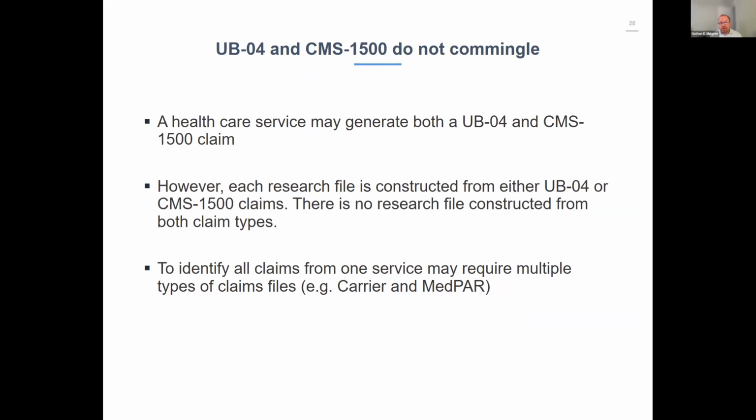So, of course, a healthcare service may generate both a UB04 and a CMS 1500 claim if you have a mix of institutional and non-institutional providers. But each research file is constructed from either UB04 or CMS 1500. There's no research file that's constructed from both types. I'm going to say that again. There's no research file constructed from both types.